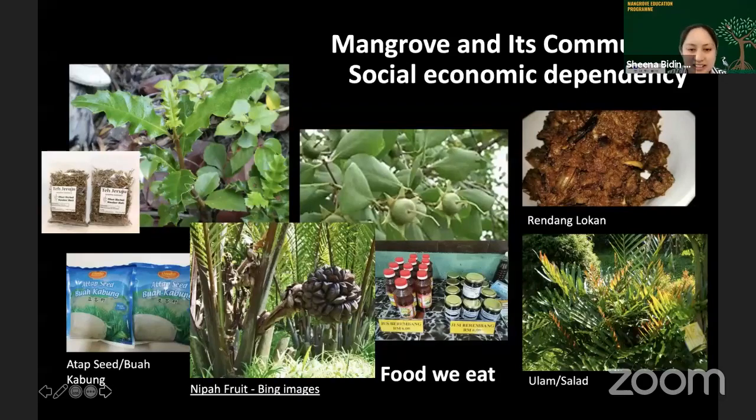And then Arif said in this chat, I've heard that lokan is delicious. It looks delicious, right? Okay, so these are some of the local products that communities make into and sell, okay, as their source of income.